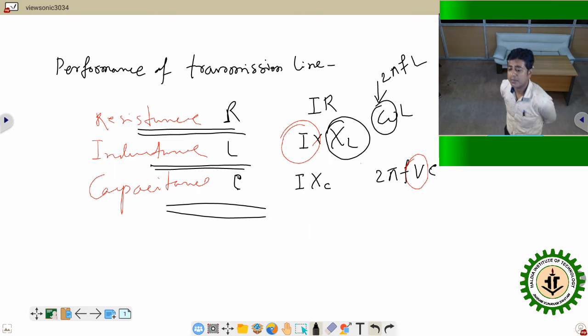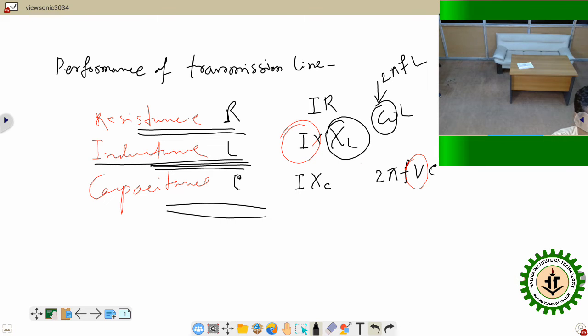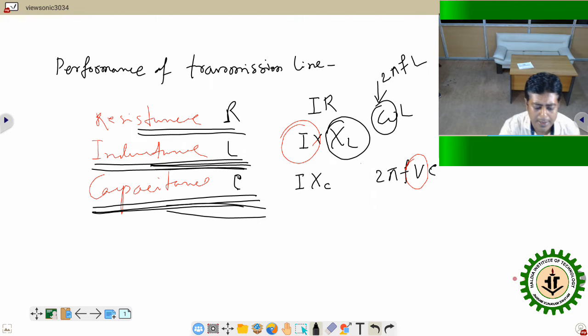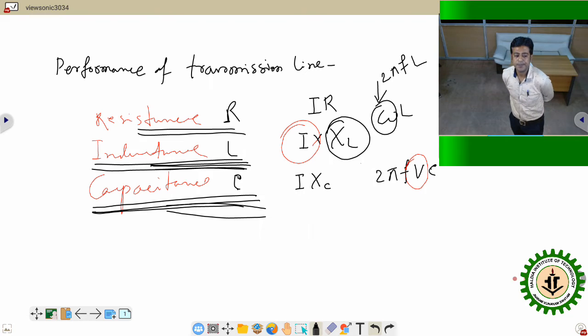There are two types of transmission line, the overhead transmission line and the underground transmission line. Basically, in the overhead transmission line, the inductance affects much more than the capacitance, whereas in the underground cable system, the capacitance gives more effect than the inductance. So this will come later on.